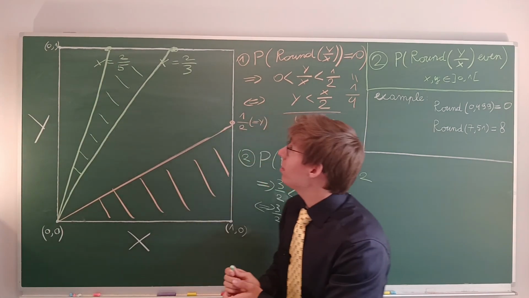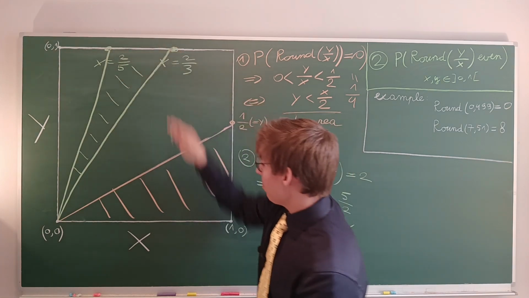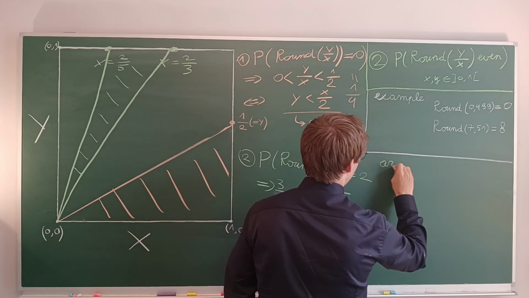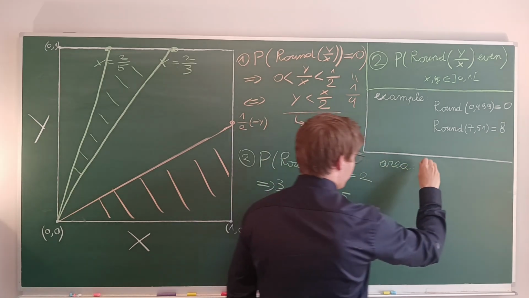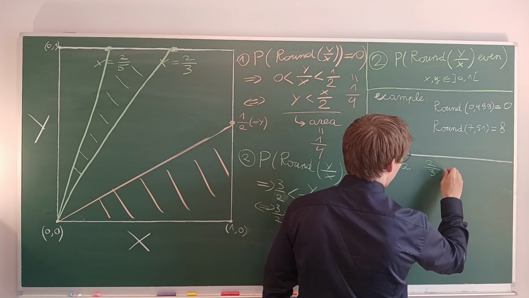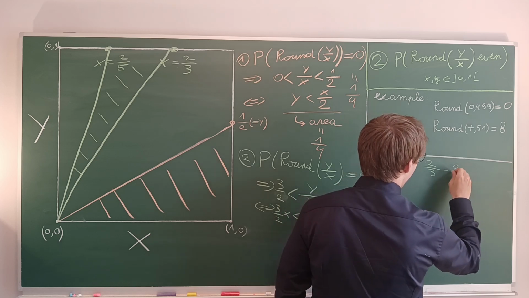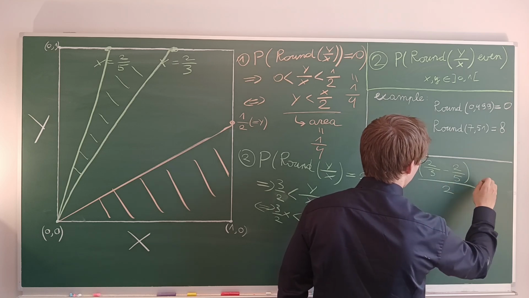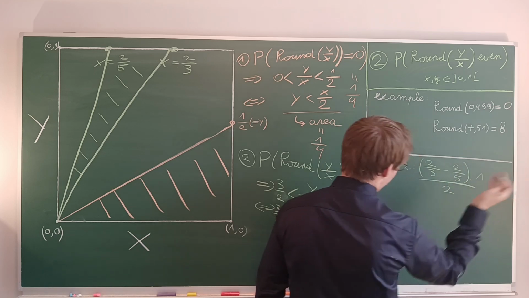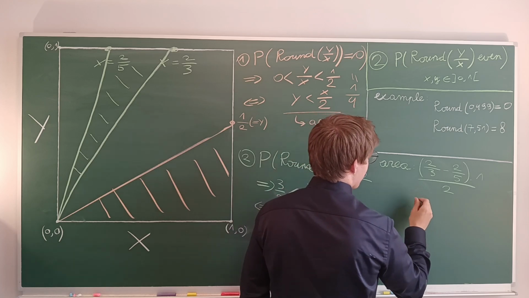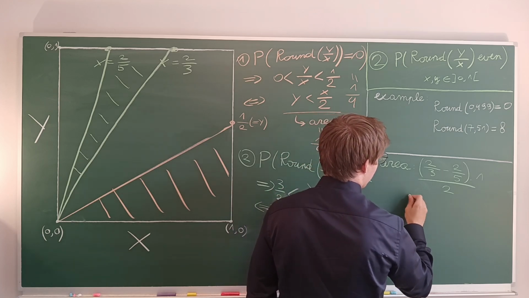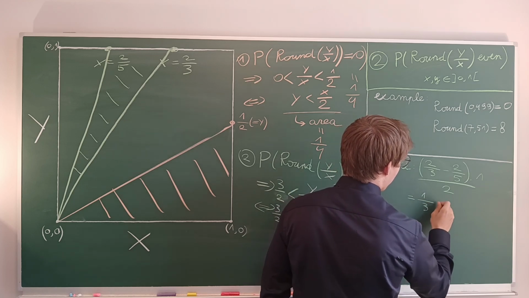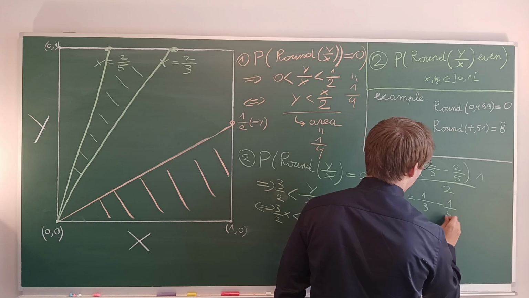Now the area of that triangle is just the base times the height divided by 2, which is 2 over 3 minus 2 over 5 over 2 times 1. So this is equal to 1 over 3 minus 1 over 5.